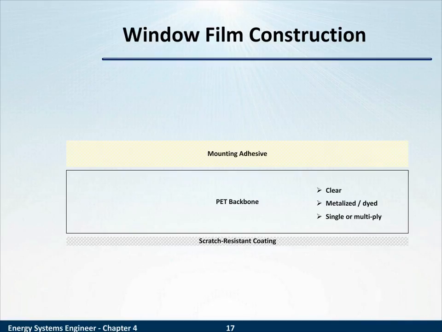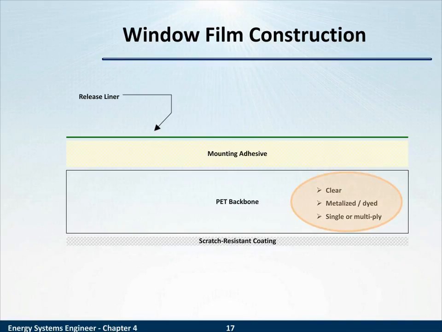This mounting adhesive is water activated, as the jargon goes, so it can be installed in the field and be crystal clear. On top of the mounting adhesive is the disposable release liner that upon installation you peel the release liner back, spray the mounting adhesive with water, spray the window with water, and the film is applied in that fashion.